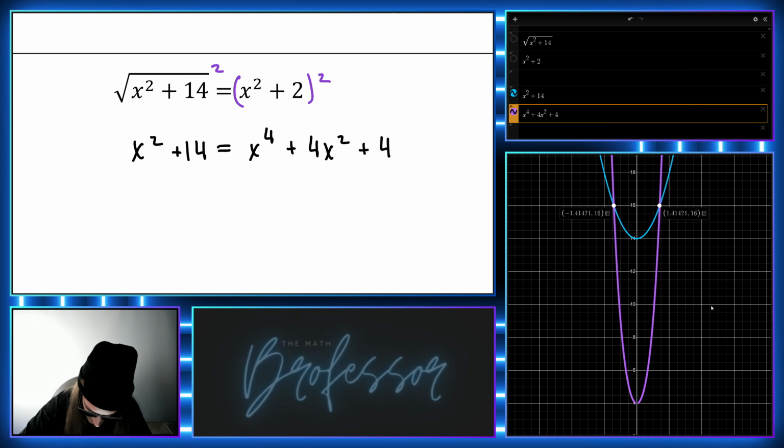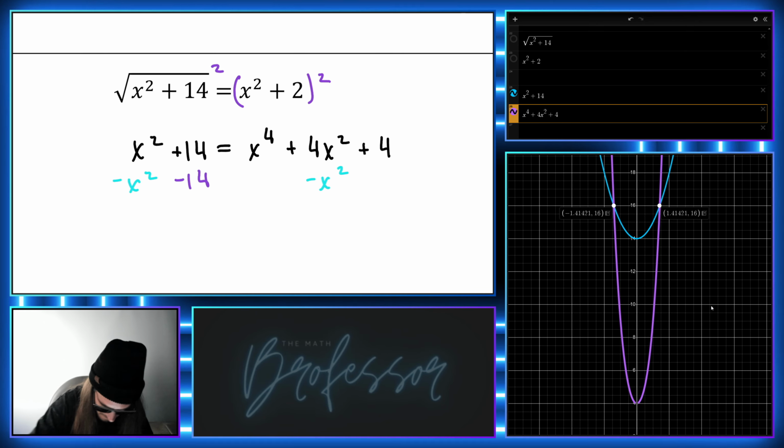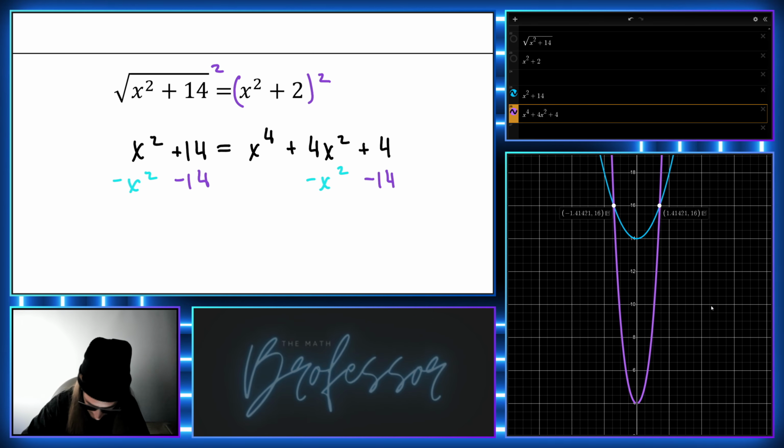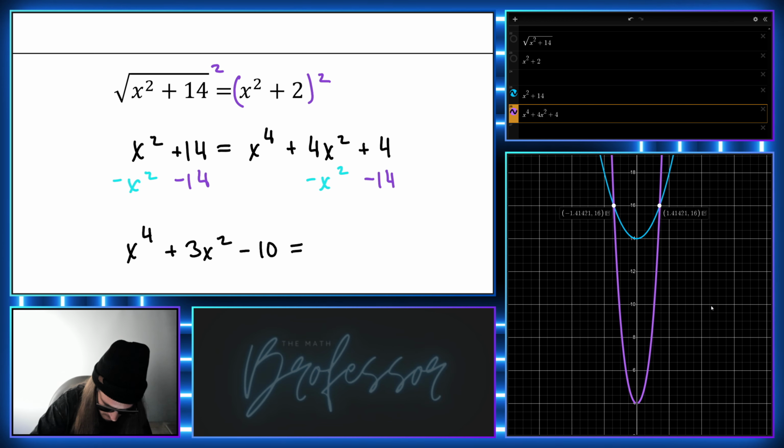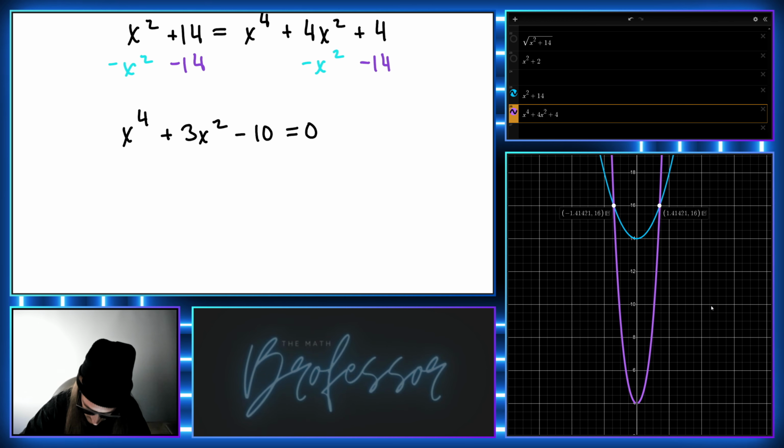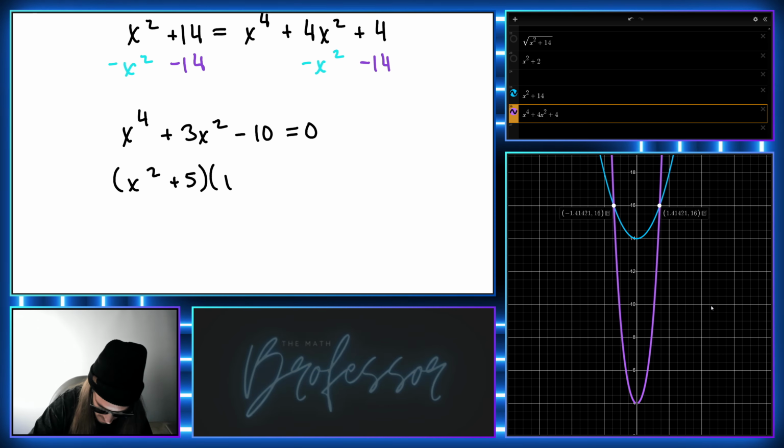I would subtract x squared from both sides, and 14, and then I'm going to put everything on the left. Here we have x to the 4th plus 3x squared minus 10 equals 0. If you factor that, you will have x squared plus 5 times x squared minus 2 equals 0.